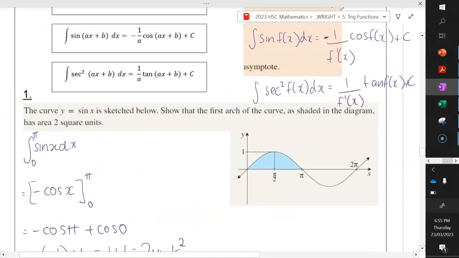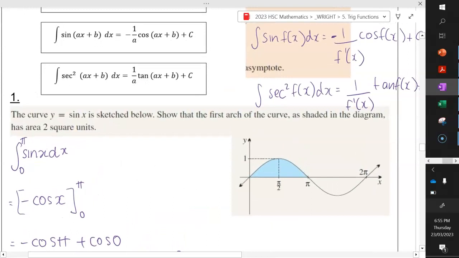Okay, question 1 here. Question 1 says the curve y equals sine of x is sketched below. Show that the first arch of the curve as shaded in the diagram has an area of 2 square units. So we've got the sine curve, it cuts the axes at pi. So we want to find the area under that curve between pi and 0, which we've got here as the integral of sine of x dx.